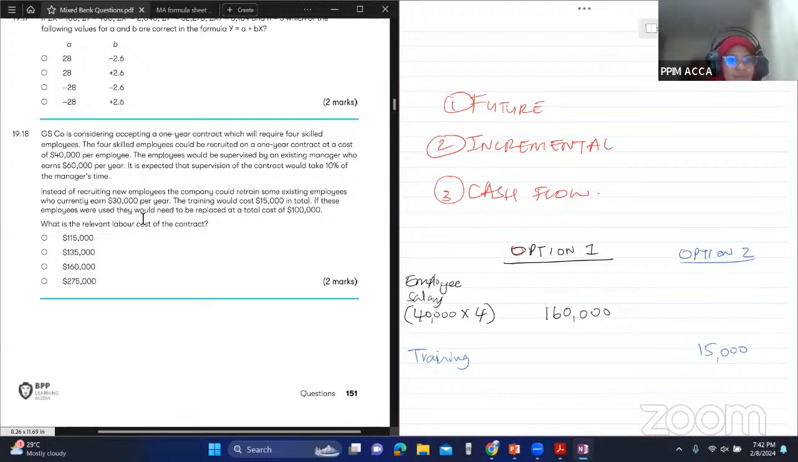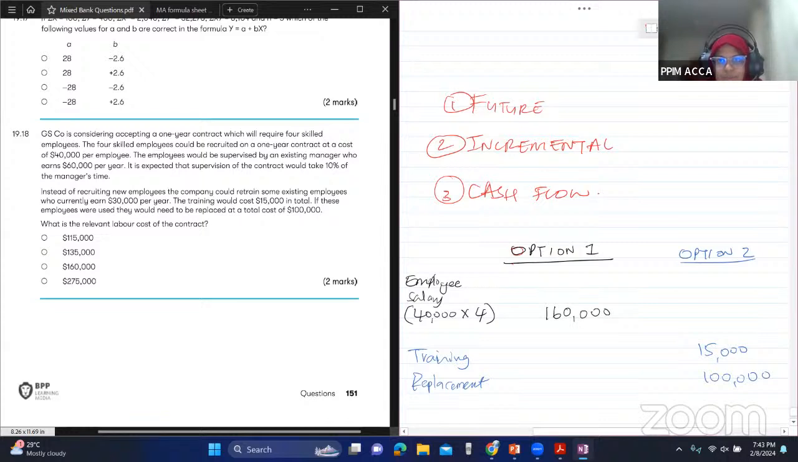If these employees were used, we will have to replace them at a total cost of 100,000. Is that relevant? It's future. In the future, you will have to incur this 100,000, incremental. Only if you retrain these employees, you will incur this 100,000 cost. So that is definitely an incremental cost. It's not something that is already existing, and it is a cash flow. So definitely you have to include that as a relevant cost. So let's say replacement 100,000.